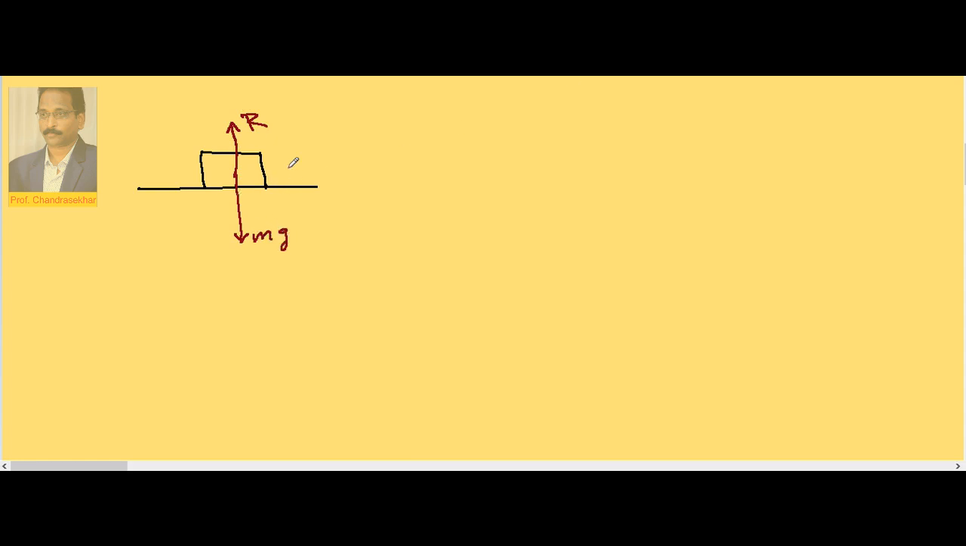Imagine a pulling force P is applied like this. We know that immediately a friction develops. Let us imagine the body is ready to slide. So P is equal to Fs. The body is ready to slide. So here we have a total of 4 forces: mg, the pulling force, normal reaction, and friction.